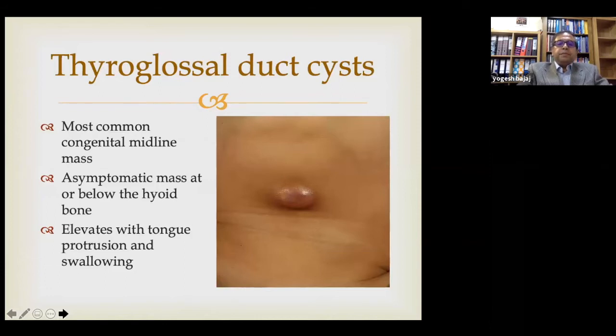To start off, it's an asymptomatic mass, roughly at the level of the hyoid or slightly below. And it's a clinical diagnosis. The clinical diagnosis means this is a midline lump which elevates with tongue protrusion and also on swallowing. That's how you differentiate it from other midline lumps.